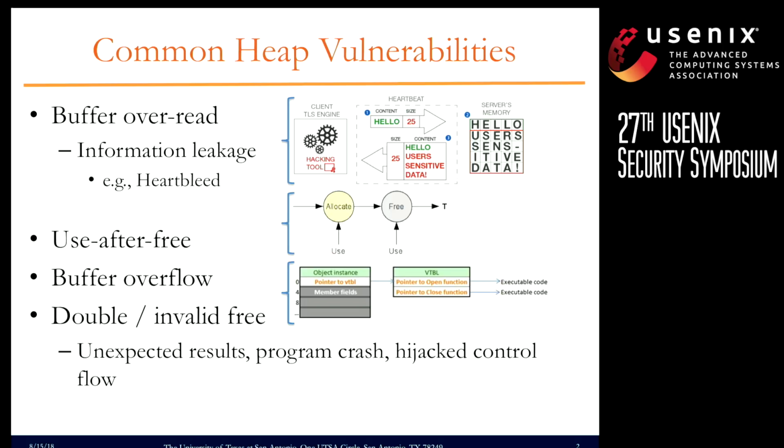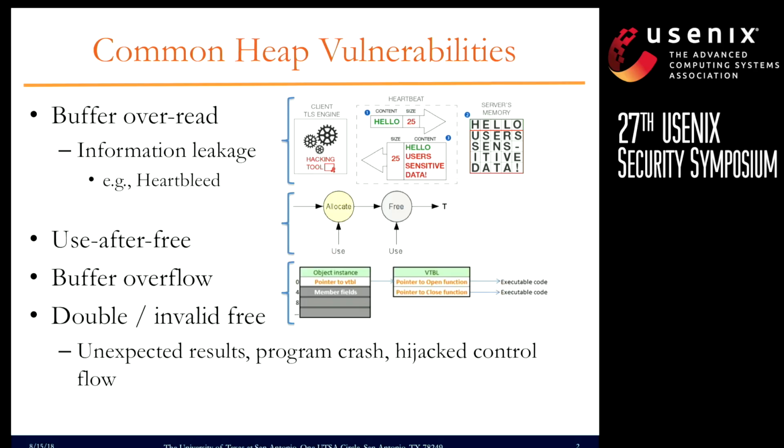So I'll start by briefly re-summarizing some of the common heap vulnerabilities. First we have buffer overread, which can result in information leakage. This occurs when the length of a read goes beyond the end of an object. A good example of this problem is the Heartbleed vulnerability in OpenSSL that was discovered a few years ago, which affected millions of users' private information.